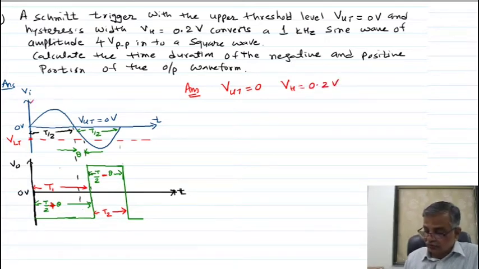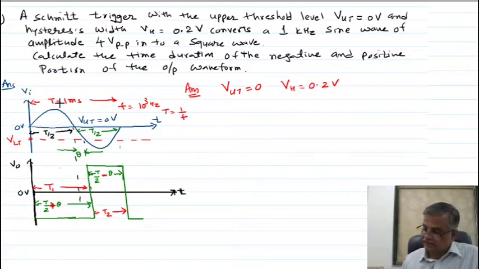They have given 1 kilohertz. This T is equal to 1 millisecond, because frequency is 1 kilohertz. So T is equal to 1 upon f. So I can write 1 millisecond.